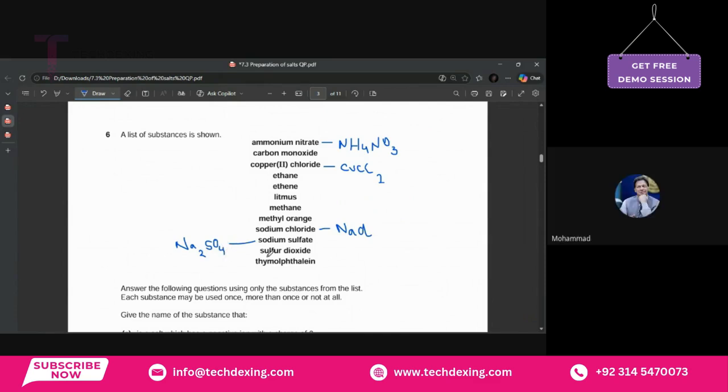That's all. So, which of these will have a negative ion with a charge of 2 minus? Sodium sulfate. Very good. It will get decomposed into Na plus ions and SO4 2 minus ions.